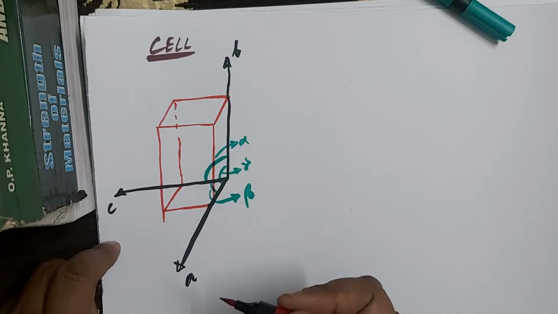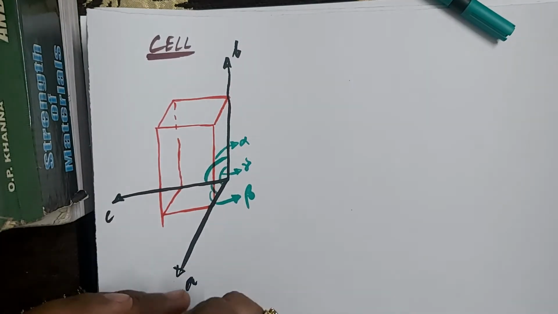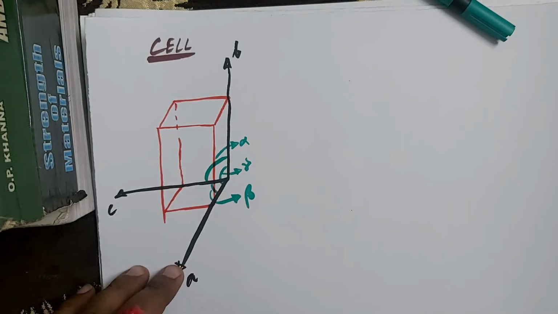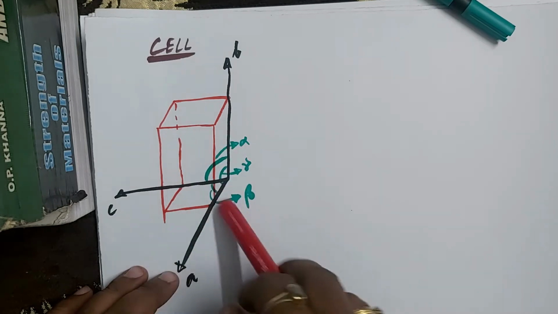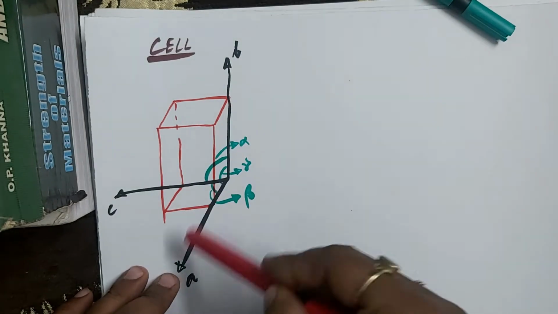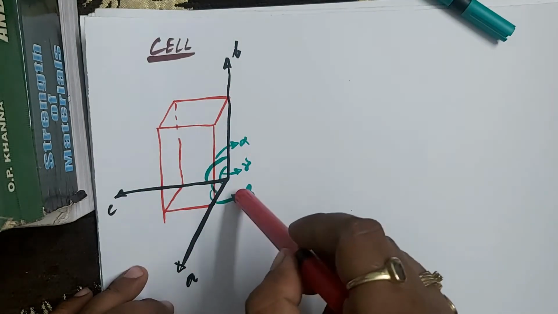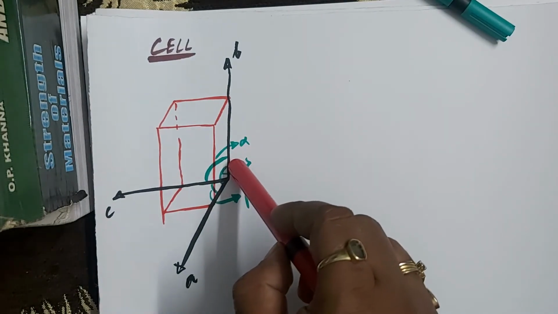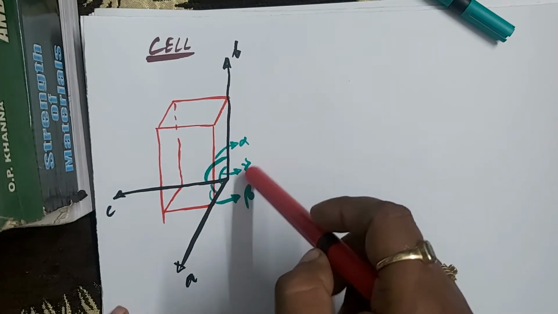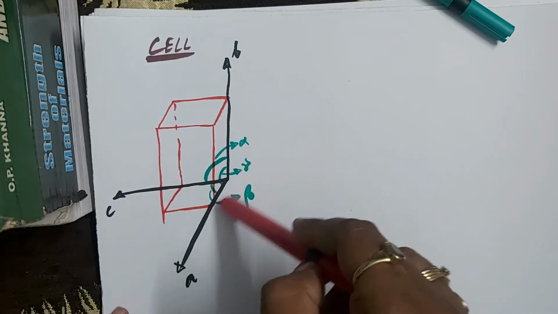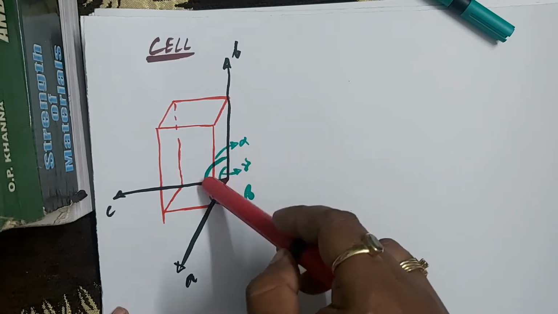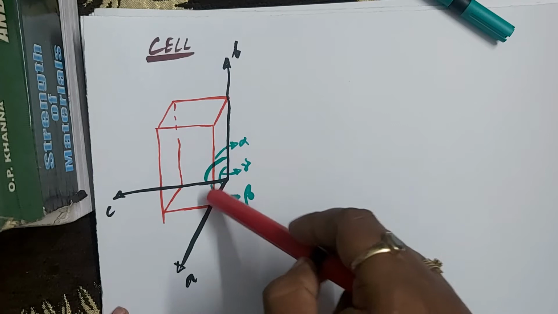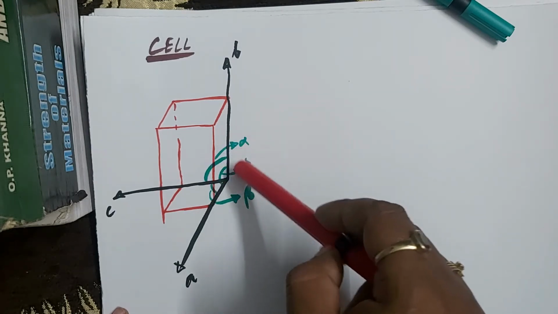So this is the parallelepiped. We have constructed a parallelepiped with the help of these three vectors A, B, C, and this parallelepiped is called a cell. The angle between B and C, where A is not present, is alpha. The angle between A and C is beta. The angle between A and B is gamma.